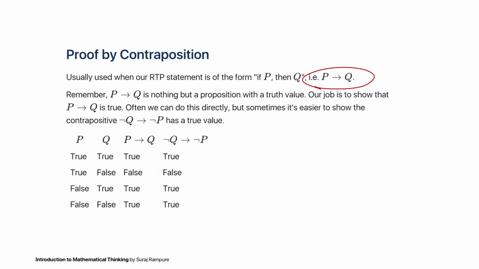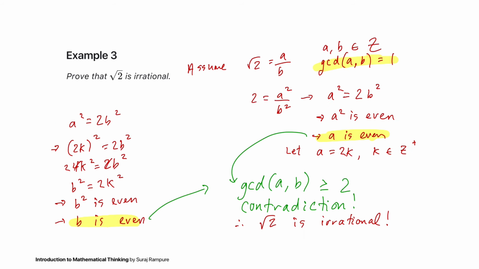We usually use a proof by contraposition when our required to prove statement, often written RTP, is of the form, if this is true, then this is true. If we go back to proving that square root of 2 is irrational, it didn't really fit this mold. It's just show that it's irrational. There's no if this is true, then this is true. So not all statements that we're trying to prove have the form of an implication.